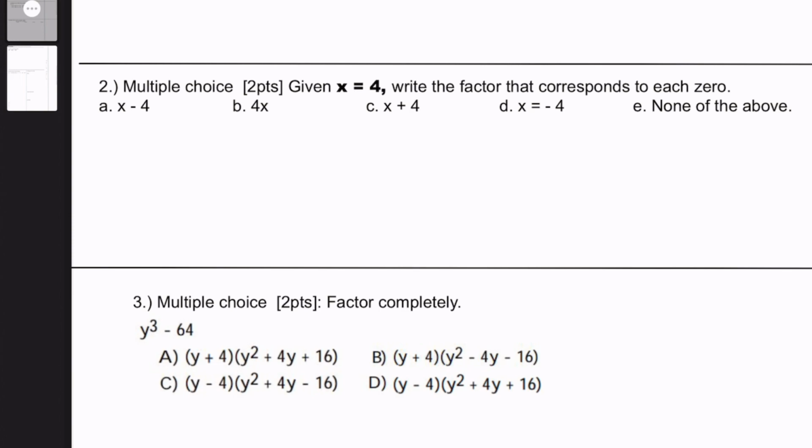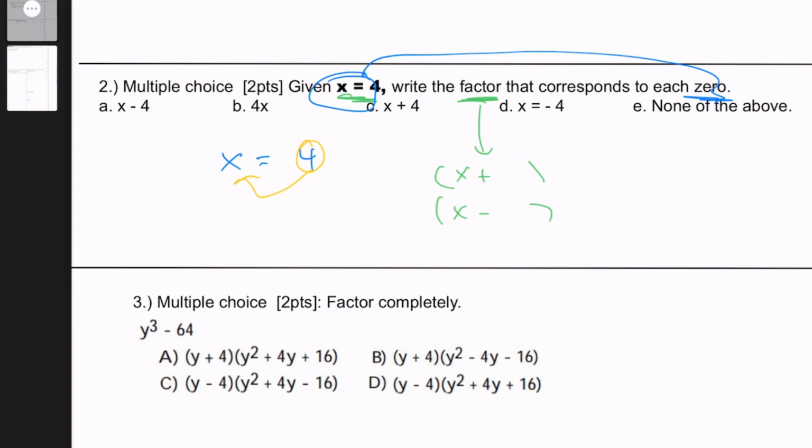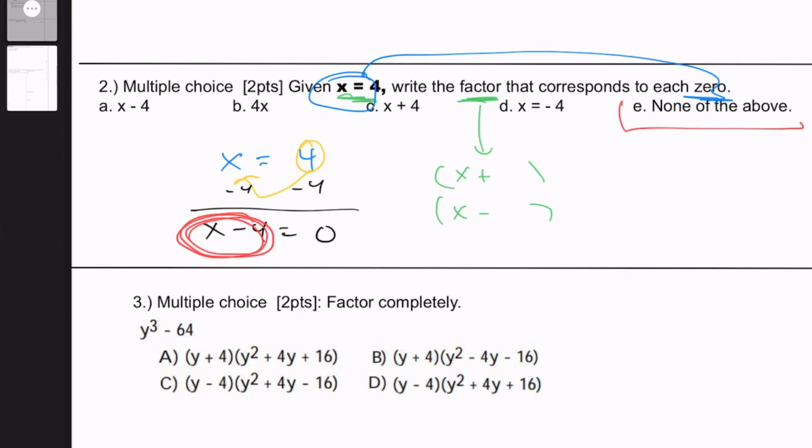Let's go over question number 2. Given x minus 4, write the factor. Factors usually look like x plus something or x minus something. That corresponds to each 0. So this is a 0. What I'm going to do is just move this over. So I'm going to subtract 4. x minus 4 equals 0. And then this is what I want. Well, that's none of these choices, so the answer is E in this case.